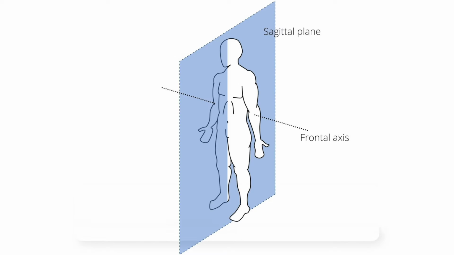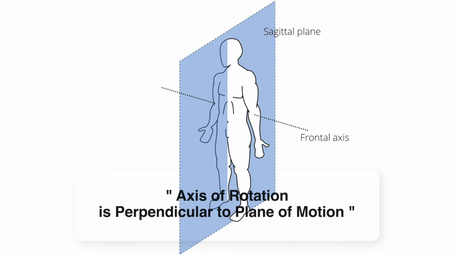Also in the elbow, we can say there is an axis here perpendicular to the plane of motion, which allows my forearm to rotate around this axis. Don't mix this up and don't forget about that. Every axis of rotation is perpendicular to the plane of motion.